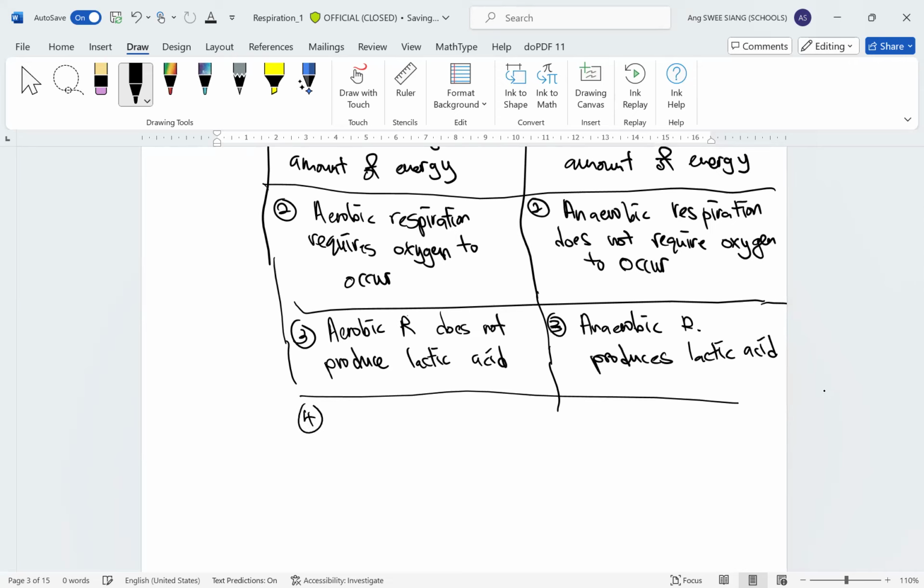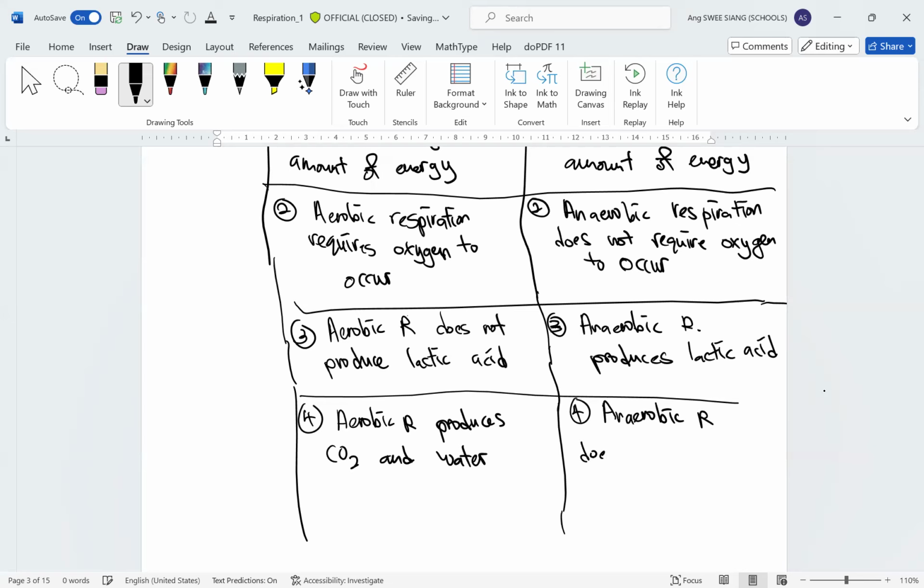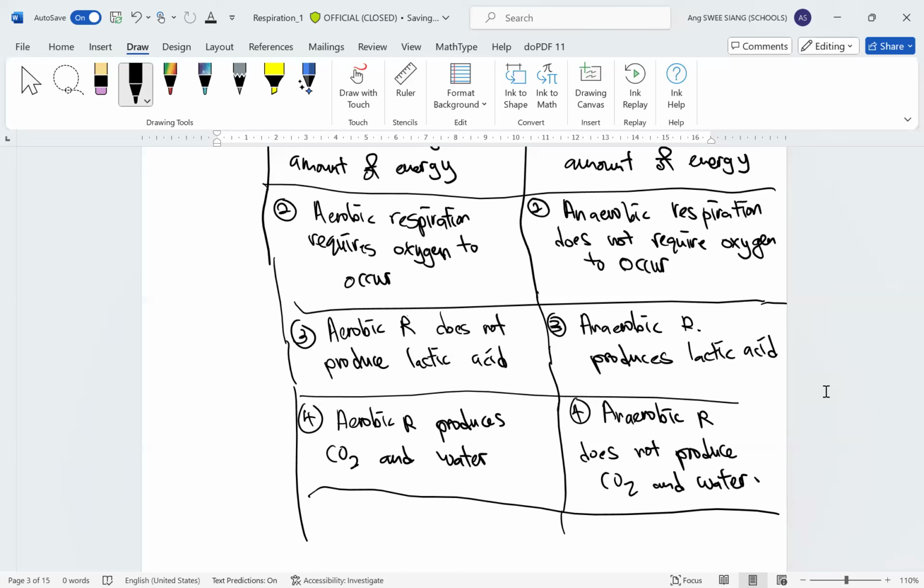So we have the fourth difference. Aerobic respiration produces carbon dioxide and water. Then anaerobic respiration does not produce CO2 and water. So the fourth and the fifth difference, I just sum them up together in the same sentence. Actually, if you split them apart, it can be two different marks. Okay, so these are the differences.